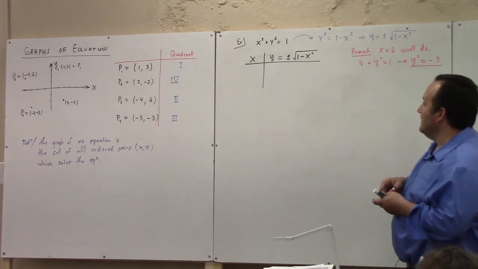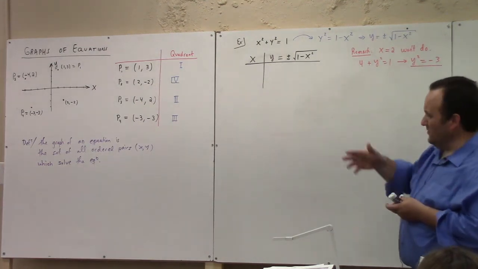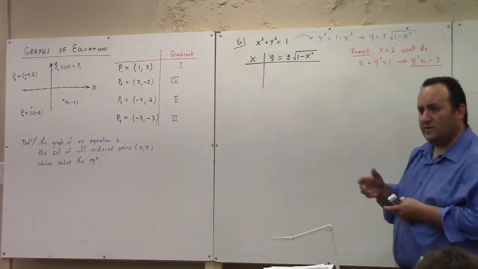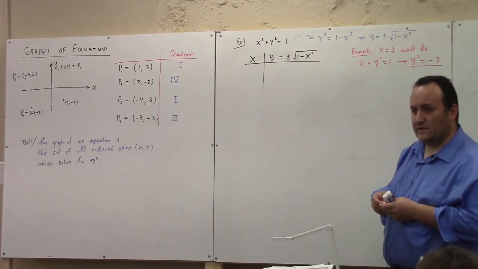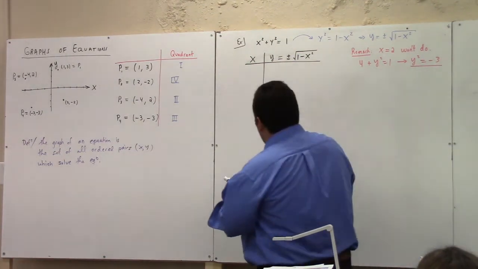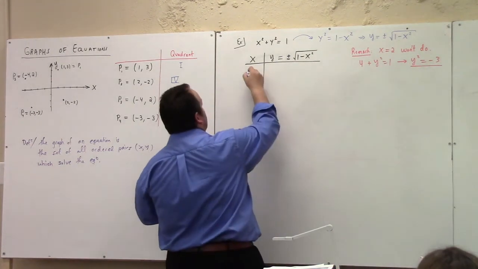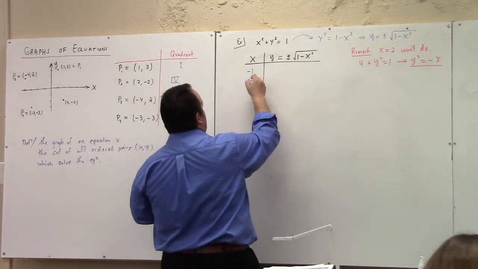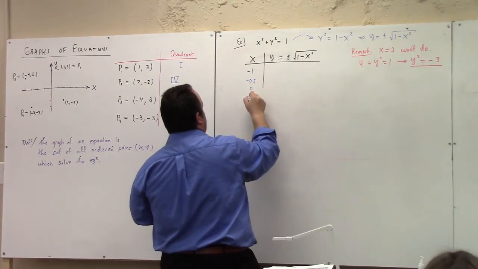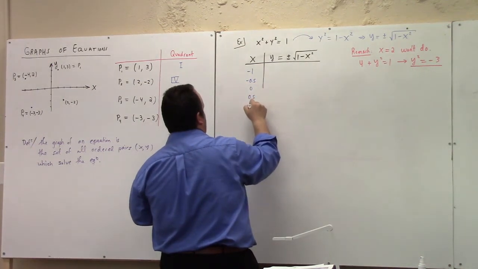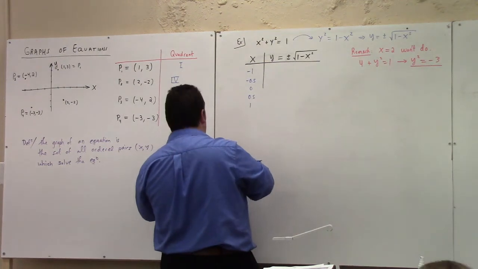Okay, so you could try to make your table of values starting at 2, but you should figure out when you try to do 2 that it doesn't work, so it's not a solution. All right, so I'll start at minus 1, though. And then I'll go minus 0.5, 0, 0.5, and then 1 again. Let's see what we get from that.